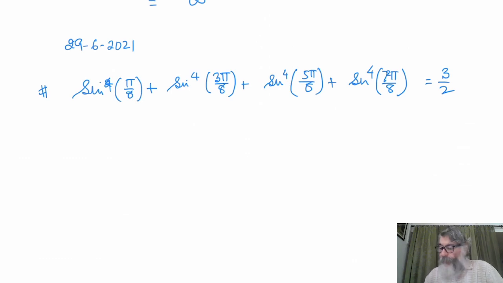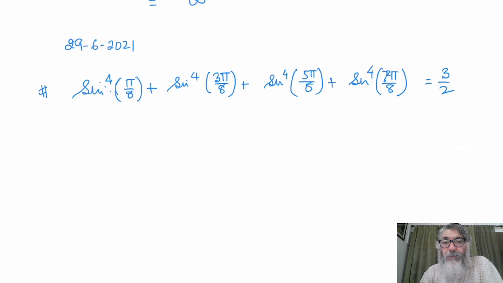Alright, we have another sum here of trigonometry where we have to prove sine to the power 4 pi by 8 plus sine to the power 4 3 pi by 8 plus sine to the power 4 5 pi by 8 plus sine to the power 4 7 pi by 8 is equal to 3 upon 2.